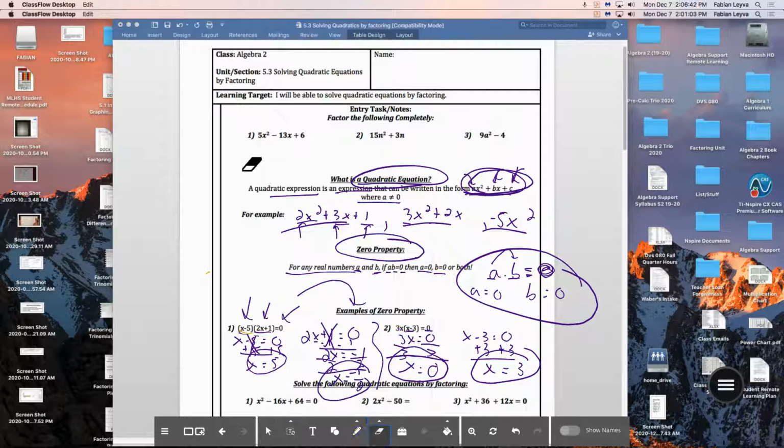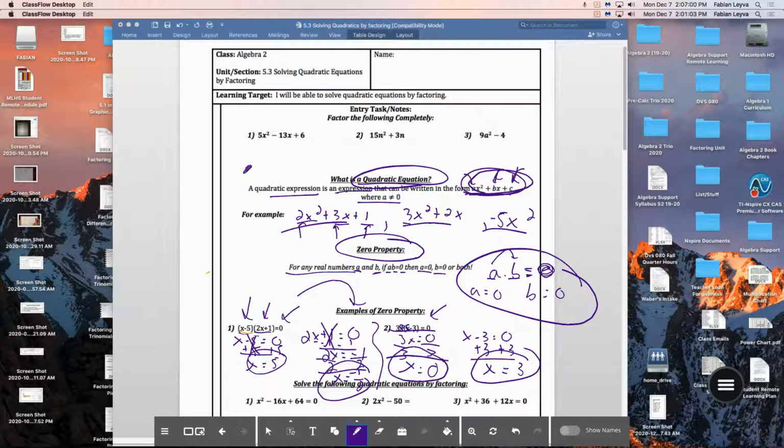But always keep in the back of your heads what you are solving here. Remember that this is 3 times x minus 3. You're looking for an x that makes this equation true. We use the 0 property to figure that out. If you plug 0 into this x and this x, you will get a 0 out. That is where the 0 property comes from.